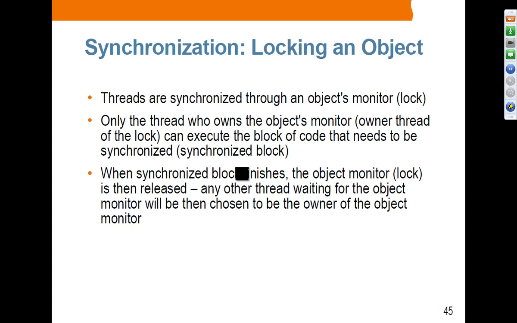Once the synchronized block code is finished, the object monitor, the lock, is going to be released. Any other thread waiting for that lock will be chosen. One of the threads waiting for that lock will be chosen and will become the owner of the lock, and then that thread will execute the synchronized block to the end.